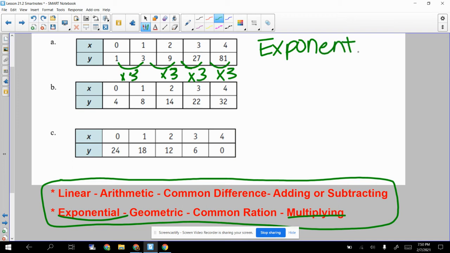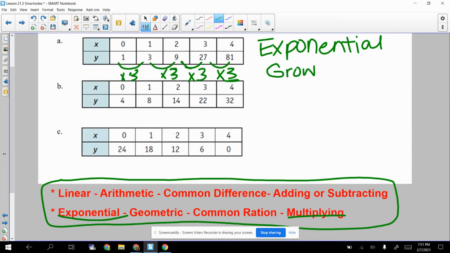Okay, so now we know it's exponential, but again, we need to determine if it's growth or decay. What we were multiplying by, so what our b value would be, is 3. And the numbers are growing, so this would be an example of exponential growth. Cool. Then let's take a look at part B.